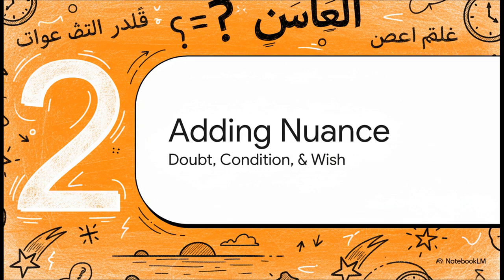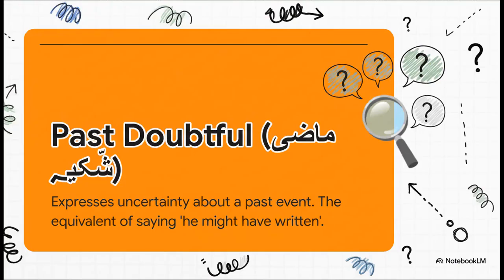I'm talking about things like doubt, wishes, or what-if scenarios. This is where the language gets incredibly expressive. Let's start with what's called the past doubtful, or maldi shakia. This is the one you use when you aren't totally sure about something that happened in the past. It's like saying, perhaps he wrote, or maybe he wrote.